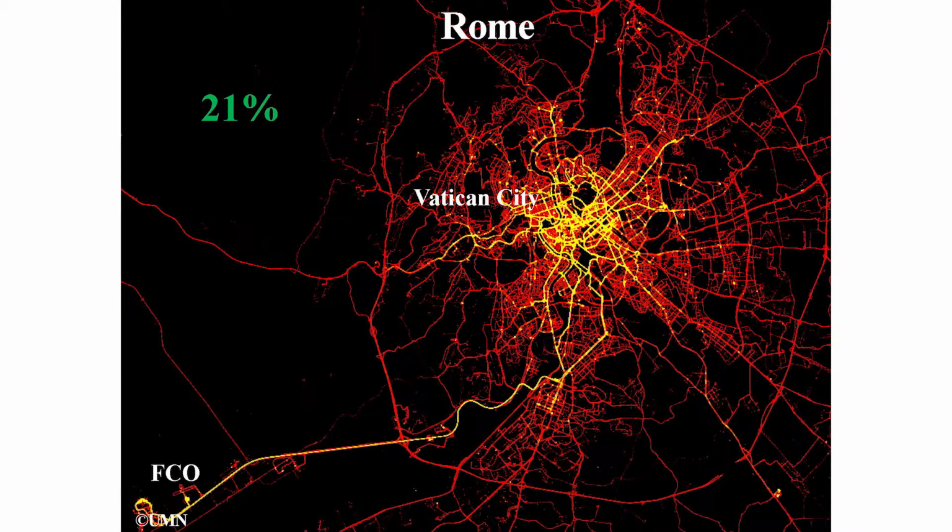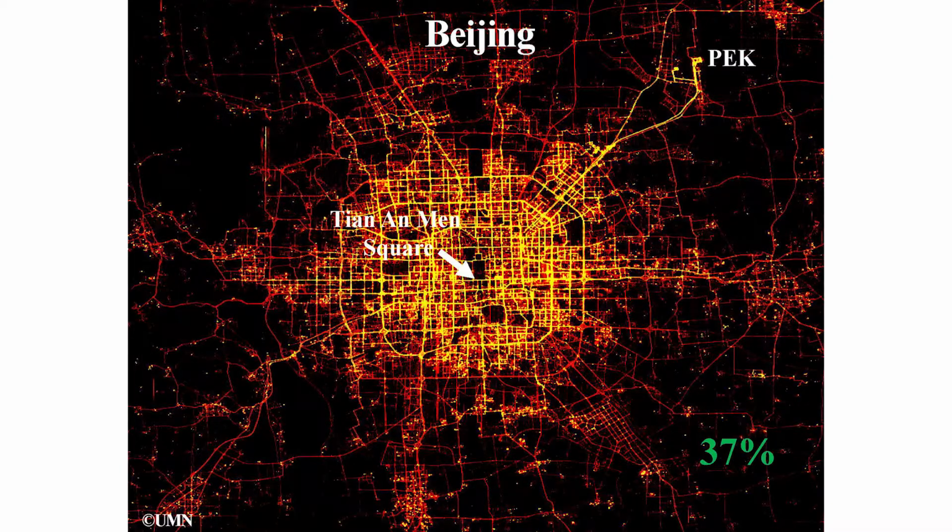And the next city is Rome, and we can see there are many opportunities for ride sharing at the Vatican City, and also going to FCO, which is their capital airport. And we can reduce the mileage by 21% if our passenger is willing to participate and wait for at most 5 minutes. So the next city is Beijing.